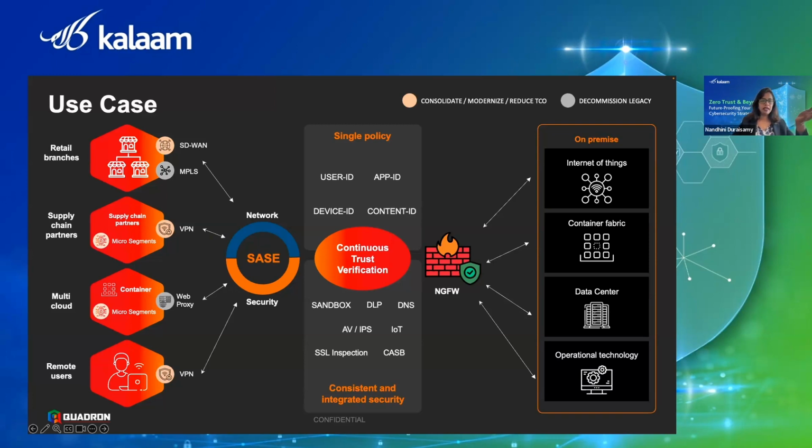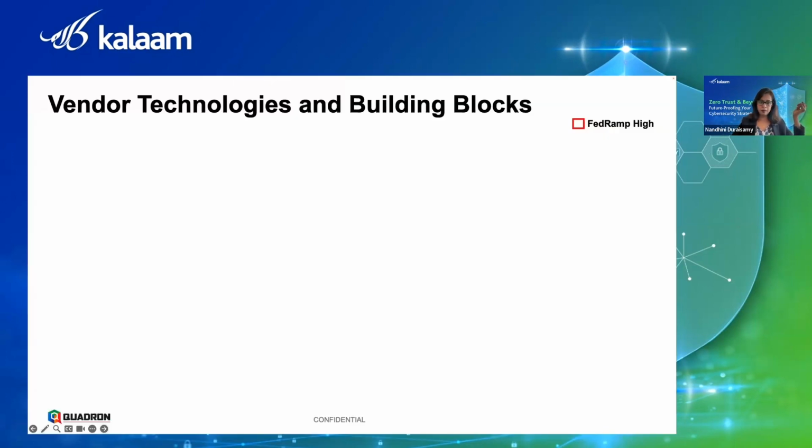Okay, so if you see on the left, the retail branches are connected through the SD-WAN and MPLS, supply chain comes through VPN to SASE, the web proxies are used for the multi-cloud, and remote users use the VPN. On the other hand, everything is connected to the NGFW, the next generation firewall. And then it comes to the zero trust, where you have the single policy, which is authenticated by user ID, app ID, device, and the content, and then all the methodologies and technologies used will do the continuous trust verification.